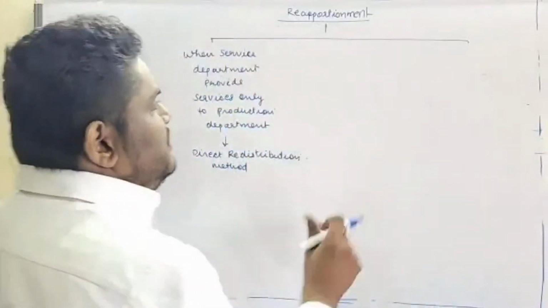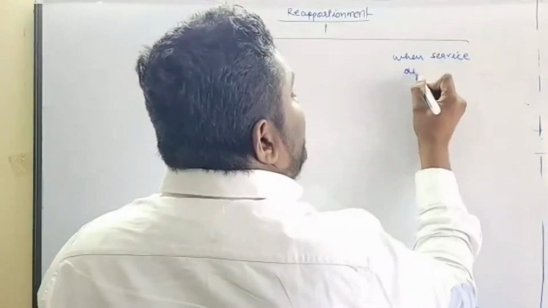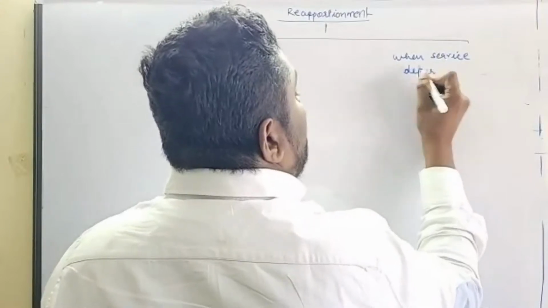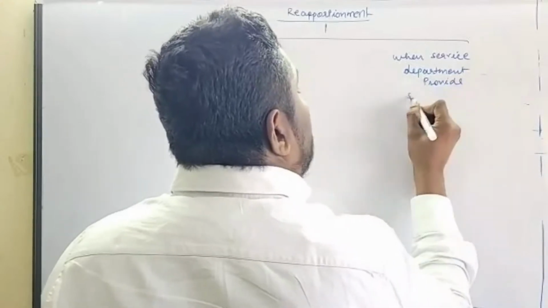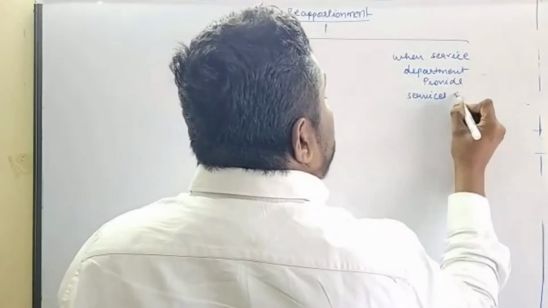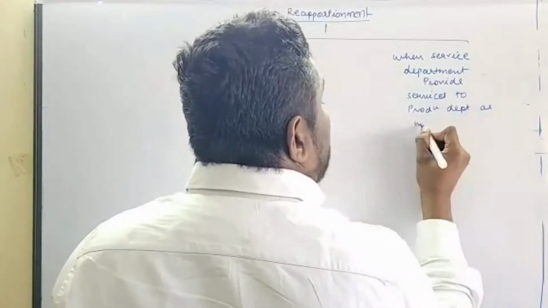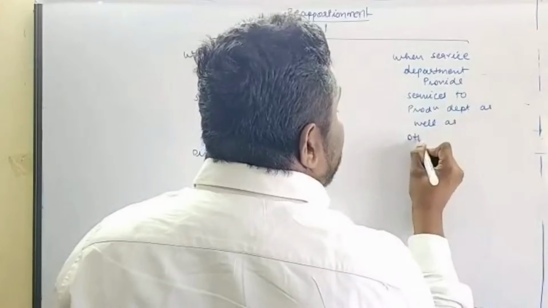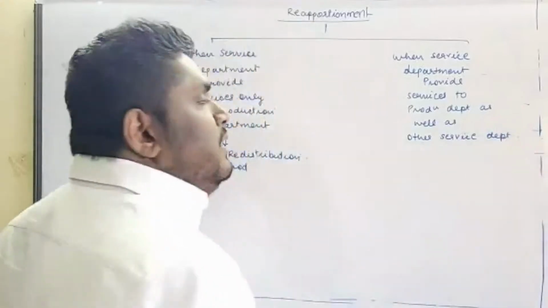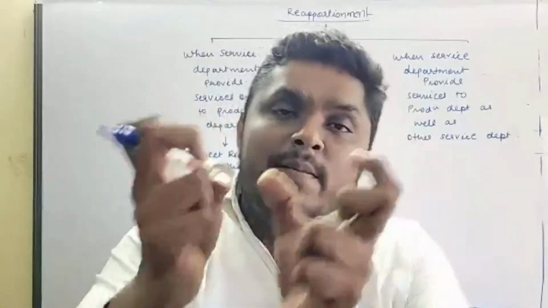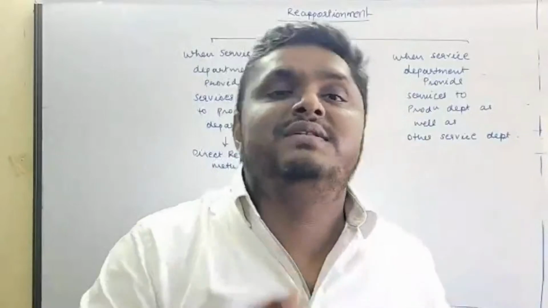Now let's take the second situation, when the service department provides services to the production department as well as other service departments. It means the service department is providing service to the production department, and apart from this, they are providing services to the other service departments also.